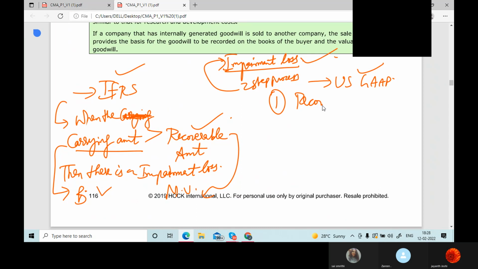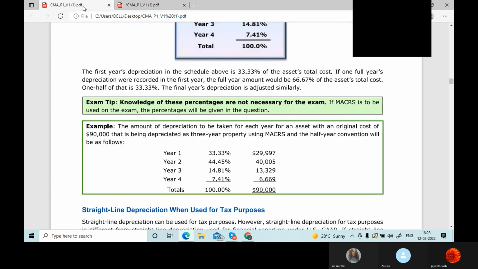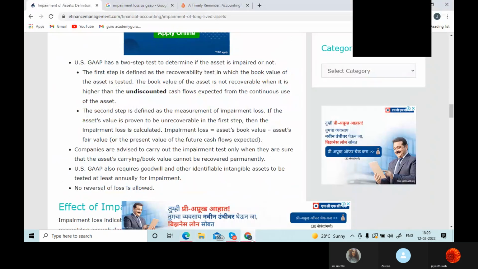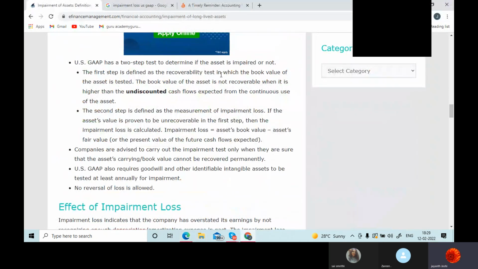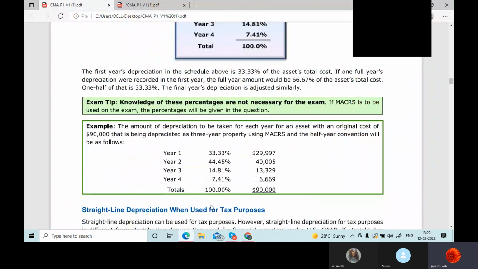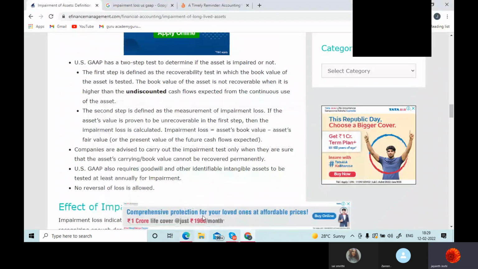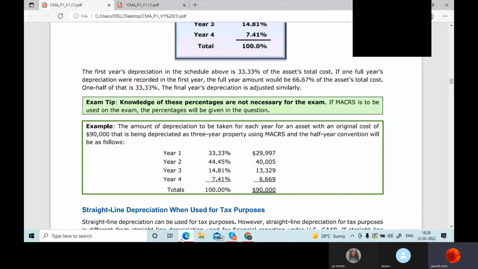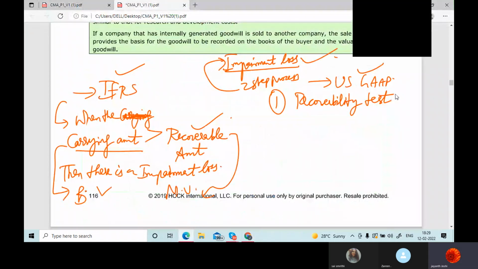First is the recoverability test, and I'll also give you an example to understand this in a better way. So the first step is defined as recoverability test. Now, if the asset passes this recoverability test, then you need to go for the second test. If the asset is not passing the recoverability test, then you should not go for the second step.